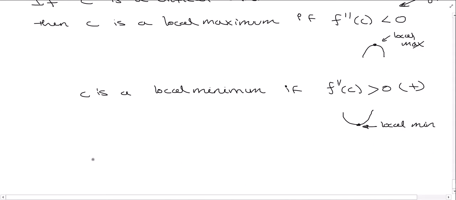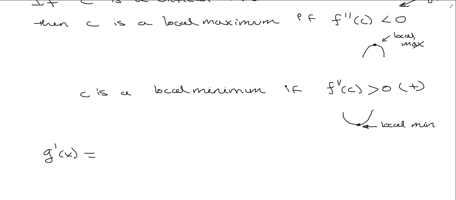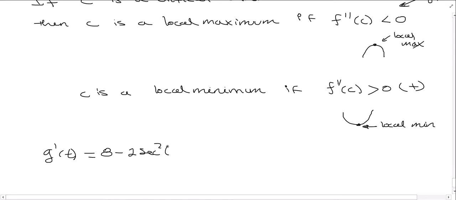So going back to our example where we had g prime of x was r of t, which was 8 minus 2 secant squared of t, we got critical numbers. We had a bunch.